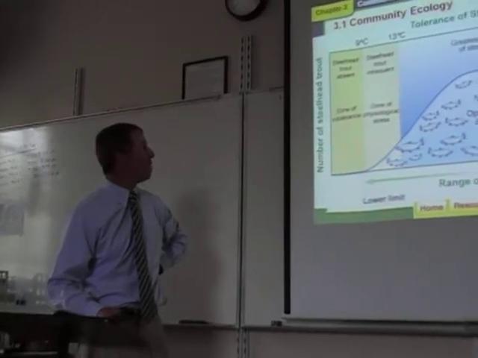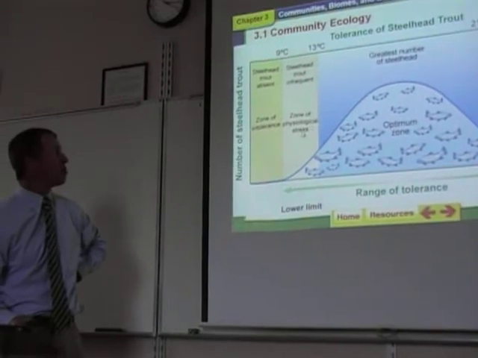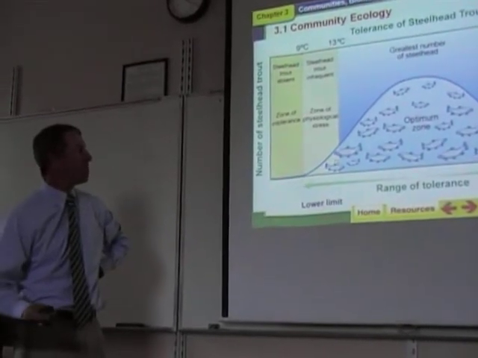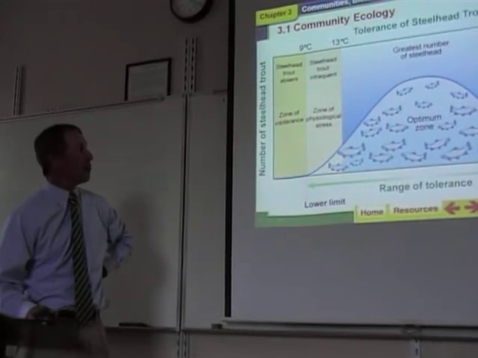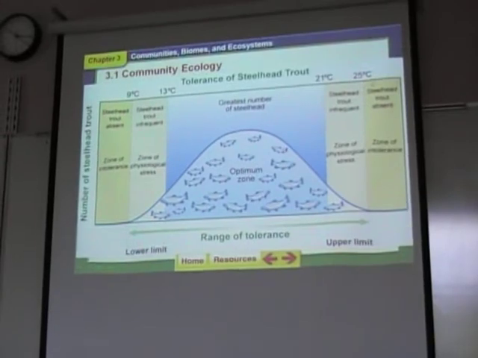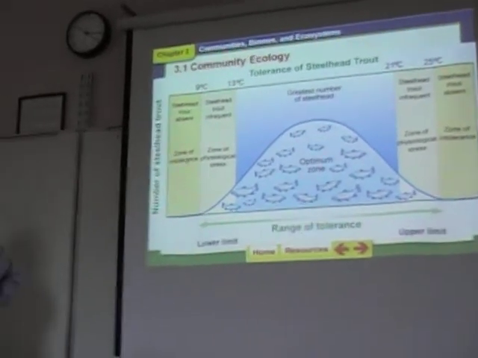You can see they don't do very well below 13. We call that the zone of physiological stress. Stress meaning they have a tough time. They also have a tough time above 21. And at 25, you just don't find any. And below 9, you just don't find any. That's too cold for them.